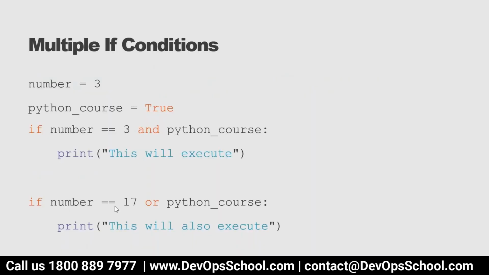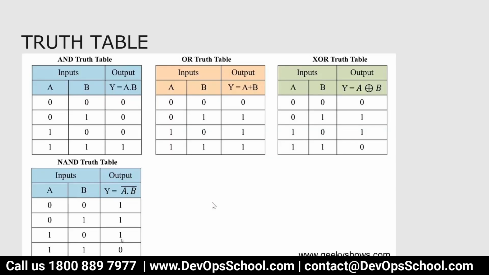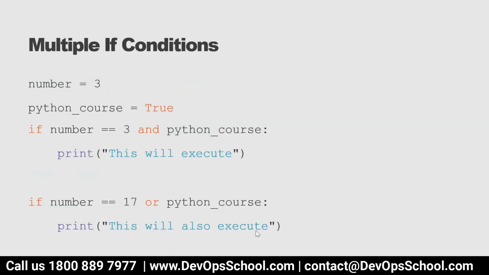Here, if number is equal to 17, which is wrong, this means it is false, or Python course, which is true. So here false or true, what will happen? Here it is OR. False means 0, 1 means true. So false or true will return true. So you see this will execute. Are you understanding, all of you?